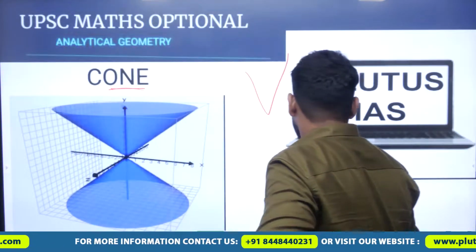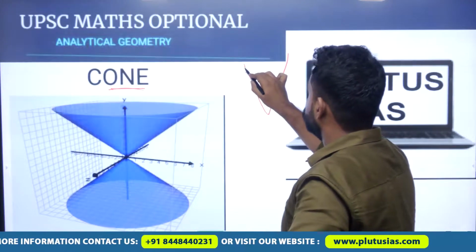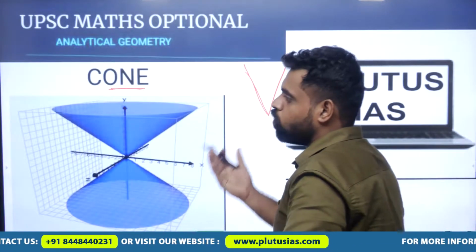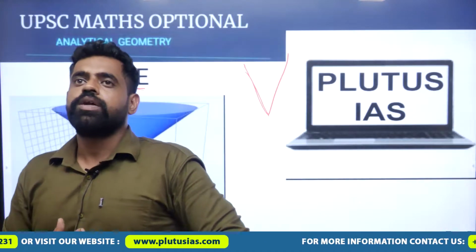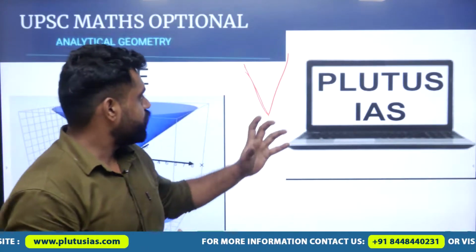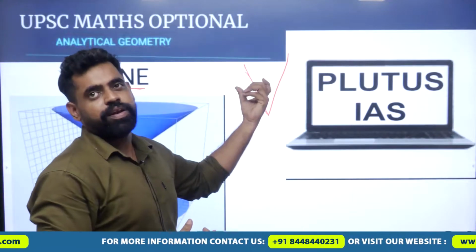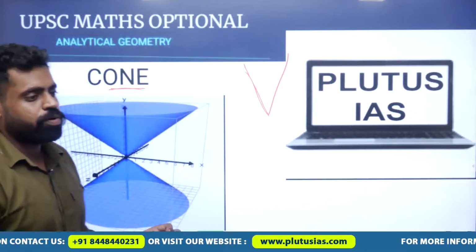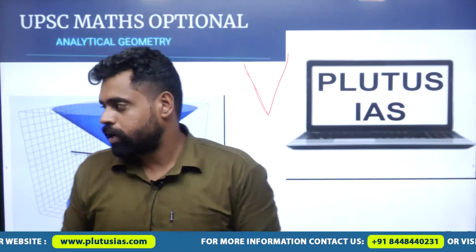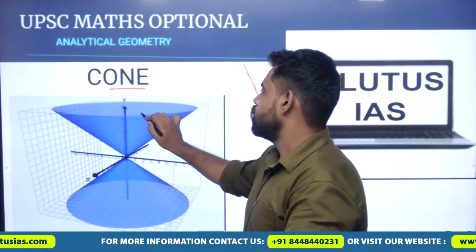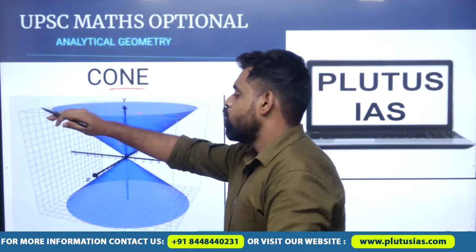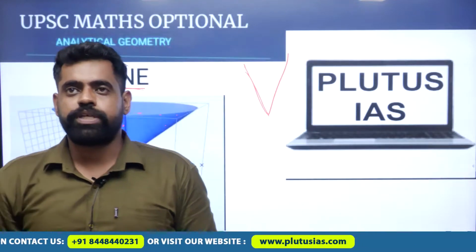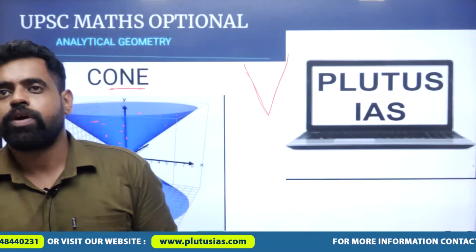Technically, if you have to say what a cone is, and when we say equation of a cone, we mean that if I say this is a cone in 3D, consider this a 3D image like this one. When I say equation of the cone, I mean that if I give you an equation, every point on this cone satisfies this equation. That is the meaning of equation of the cone.